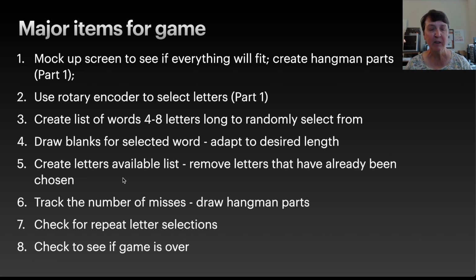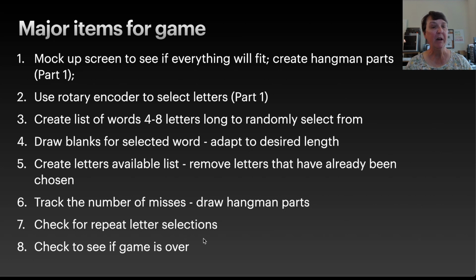Next, I thought it would be good to give the user the number of mistakes they've made, the number of misses, and then also at the same time use that to draw the hangman parts. So we'll need some sort of a variable in our program that will tell us we're up to the 5th miss or the 4th miss, and then which hangman part would go with that number of misses. So that was how I went about tracking that.